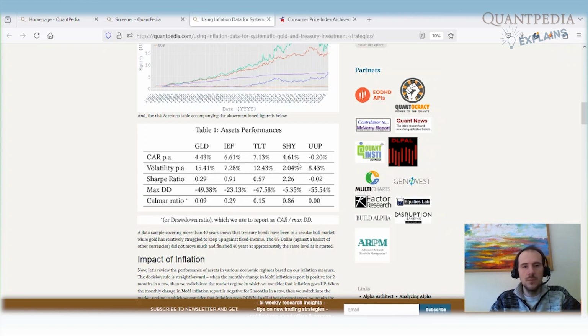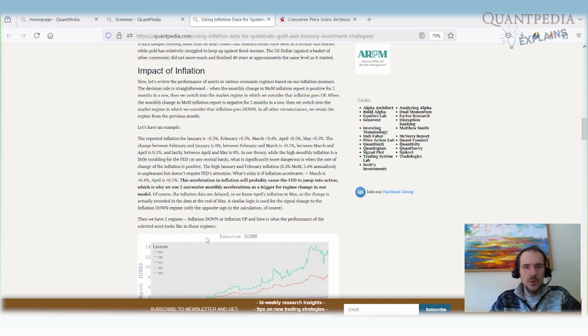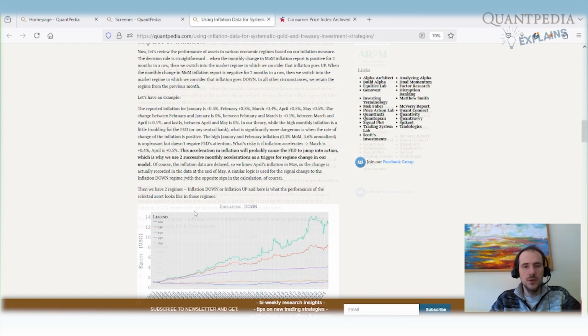You can have a better Sharpe ratio, better Calmar ratio, but with lower performance, because you can hold cash. But if you want some performance higher than cash, it's very hard to have better performance than the 7 to 10 year treasuries. What is the impact of inflation? We used the inflation predictor and the inflation data, and we divided the whole sample into two parts: the regime in which inflation is going down and the regime in which inflation is going up.